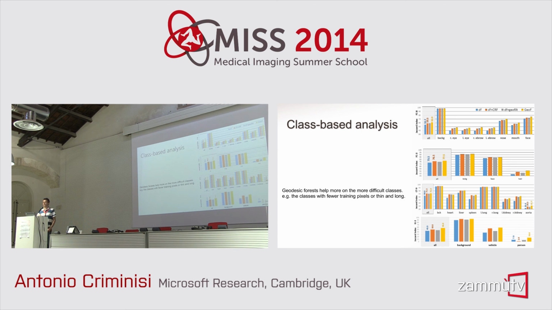So, it looks like the geodesic forest approach really helps where it is most needed, for the most difficult classes, which are normally either the ones which are smaller, and therefore for which we have fewer training pixels, training examples, or they are long, elongated, and thin. So it's going in the right direction, and it's definitely a good alternative algorithm to the more common conditional random field type algorithms.